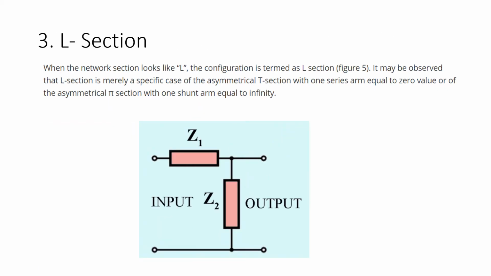Next configuration, L section. When the network section looks like L, the configuration is termed as L section, as in the figure. It may be observed that L section is merely a specific case of an asymmetrical T section with one series arm equal to 0 value, or of the asymmetrical pi section with one shunt arm equal to infinity. So it is very clear by the diagram that it is L section.